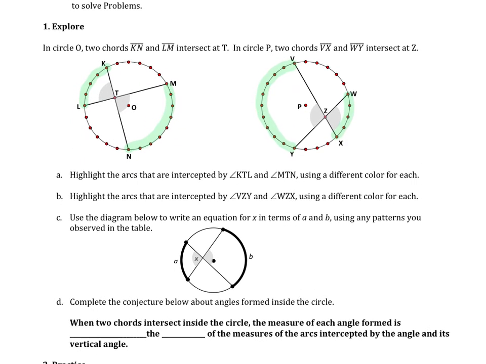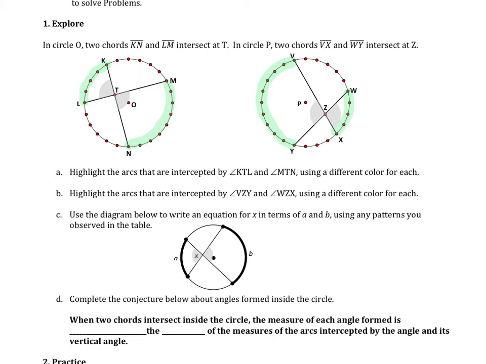So whenever we have two chords intersecting inside the circle, then in this case, the angle formed on the inside, which is x, is going to be equal to the sum of the two intercepted arcs divided by 2. So then x is going to be a plus b divided by 2, where a represents one of the intercepted arcs, and b represents the second intercepted arc.